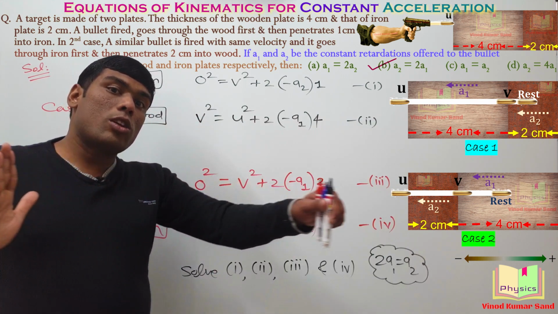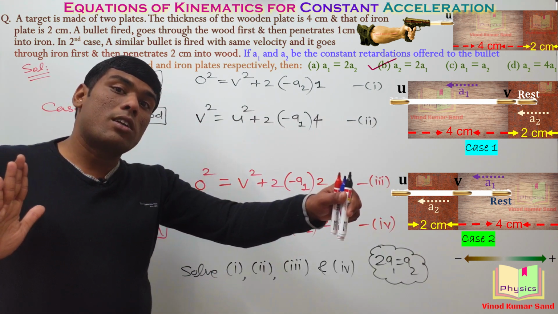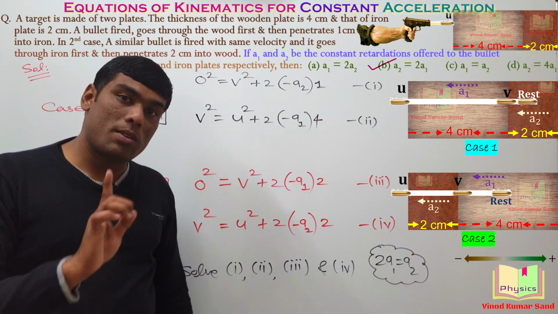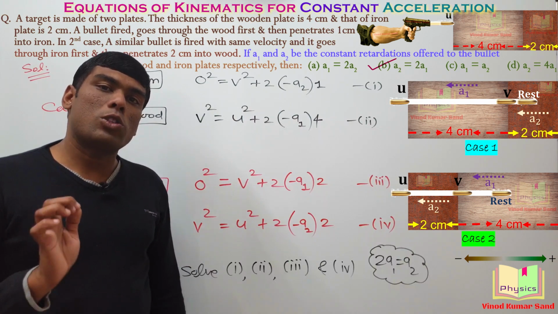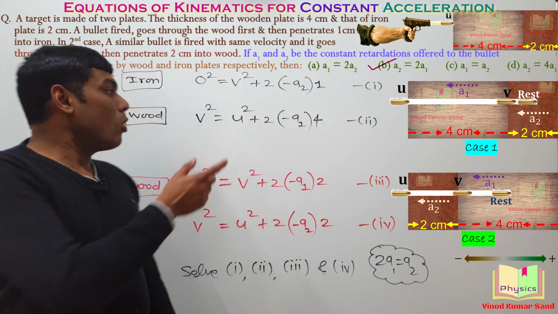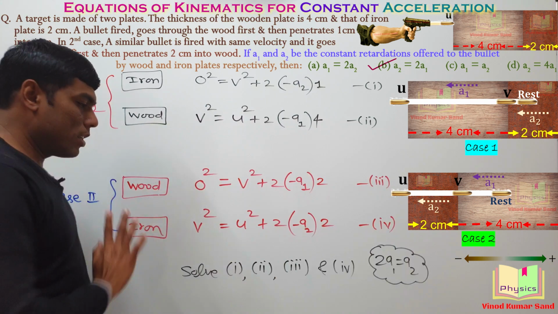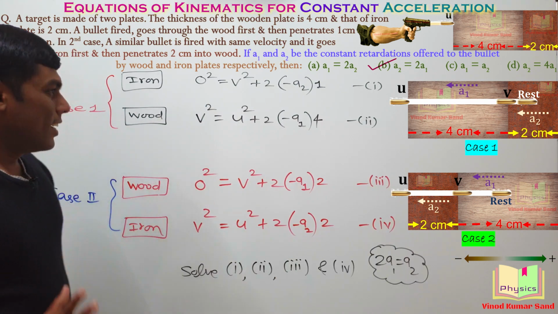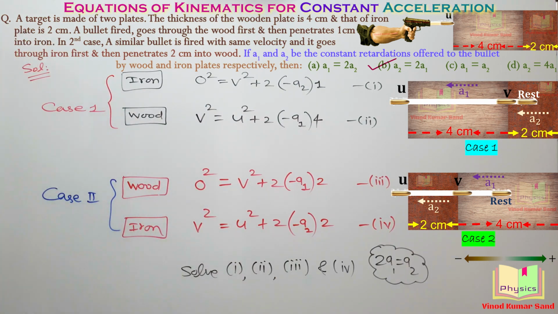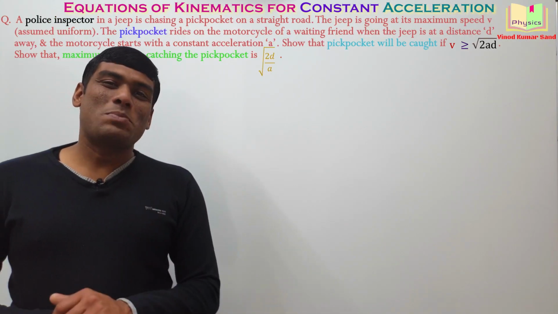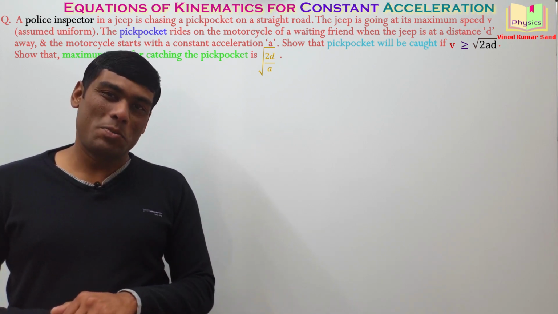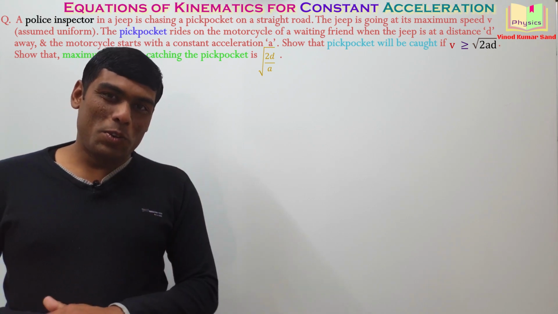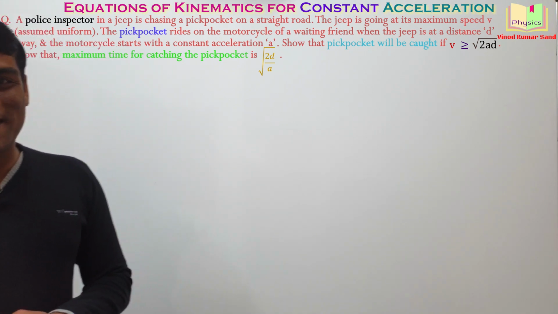But the acceleration of the bullet is not constant for the iron plus wood system. So for the iron plus wood system, we cannot directly use the equations of kinematics, although individually for them, we can use the equations. Getting it? Note it down, then we'll take up the next one. Here is the next brilliant question. It's an important one, has been asked in numerous examinations. So if you wish, you may pause here and give it a try.